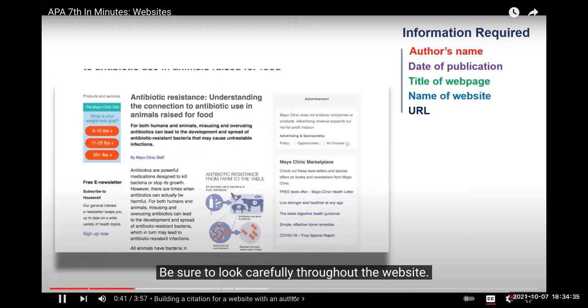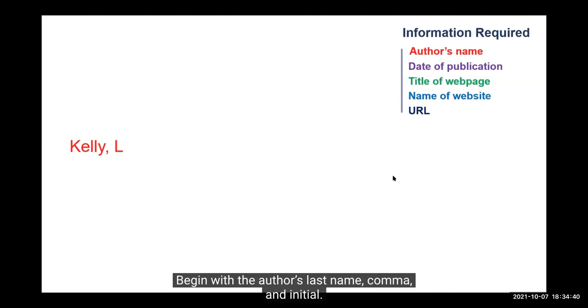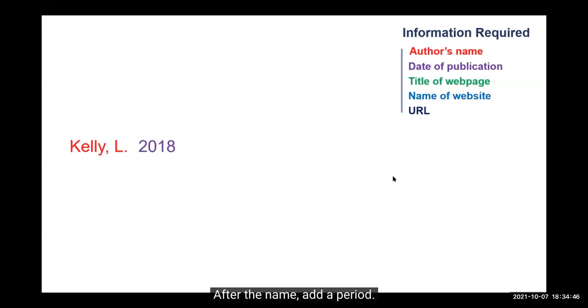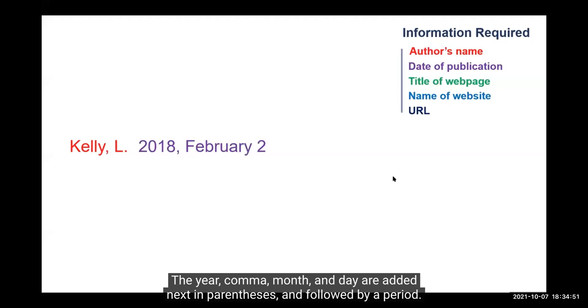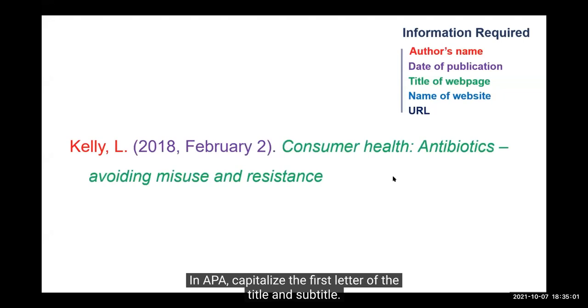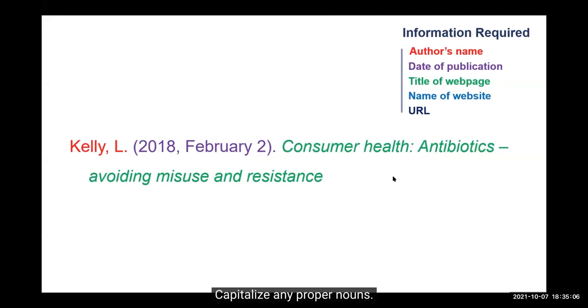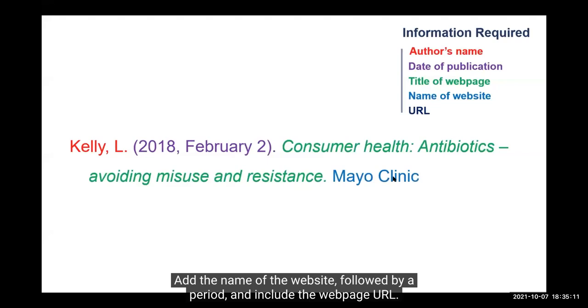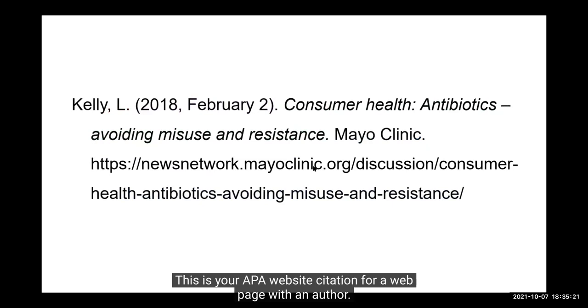Begin with the author's last name, comma, and initial. After the name, add a period. The year, comma, month, and day are added next, in parentheses, and followed by a period. Now comes the title in italics. In APA, capitalize the first letter of the title and subtitle. Capitalize any proper nouns. End with a period. Add the name of the website, followed by a period. And include the web page URL. This is your APA website citation for a web page with an author.